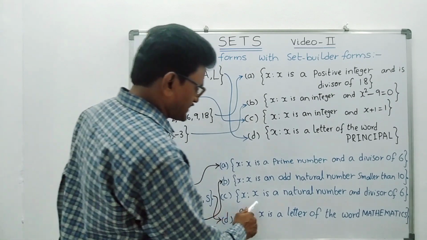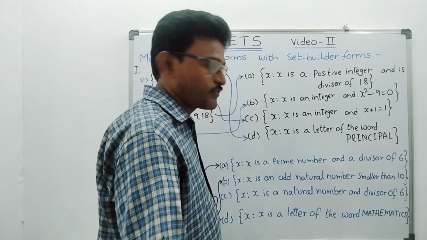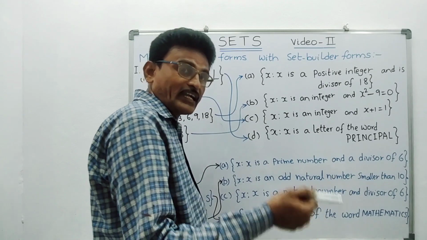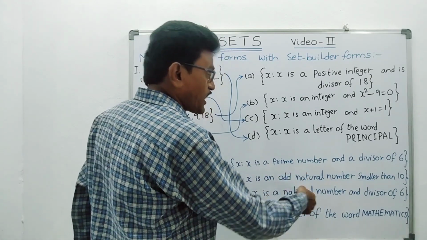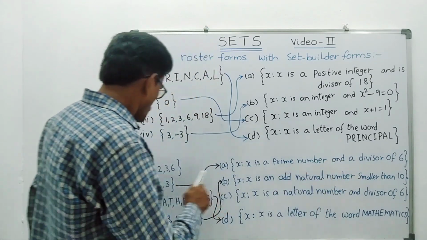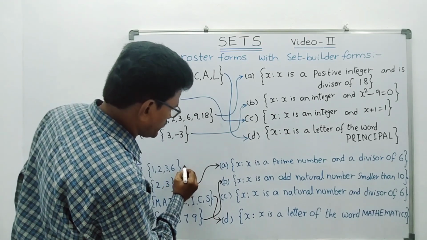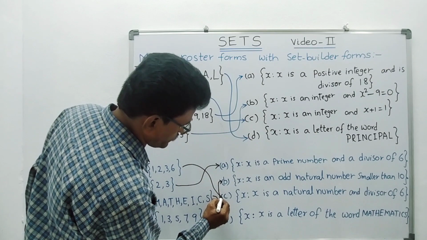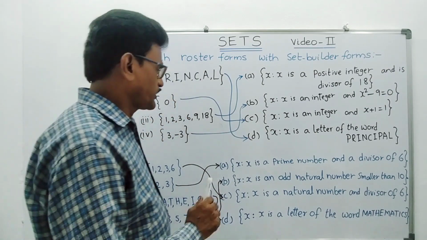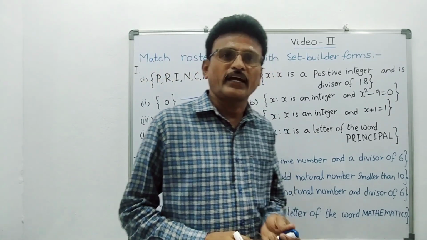Now x is a natural number and a divisor of 6. Earlier, x was a prime number and divisor of 6. In this case, x is a natural number and divisor of 6, so all these numbers will come: 1 into 6, 2 into 3. So this one we have to join with C. Like that we can do match the following.